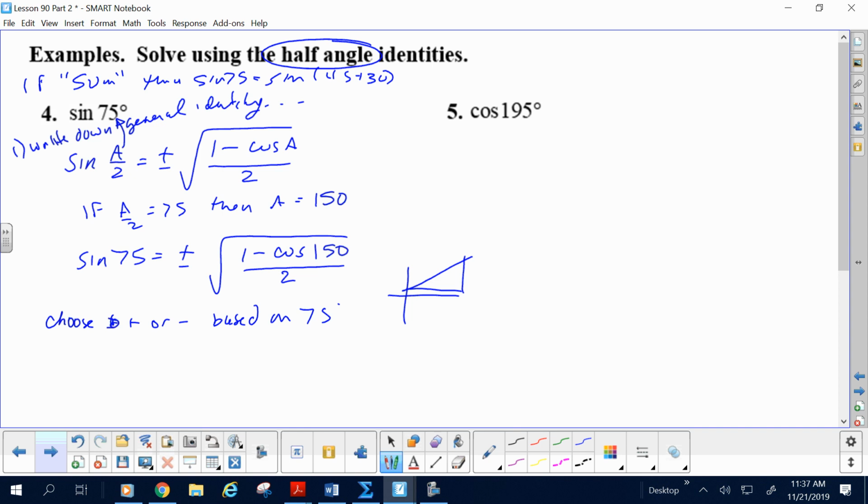Whereas for other angles you might choose negative. So I'm going to say it's definitely plus. No more plus or minus. For this problem, it must be positive. Then I'm also going to simplify the cosine. What is the cosine of 150? Negative root 3 over 2. So 1 minus negative root 3 over 2, over 2.